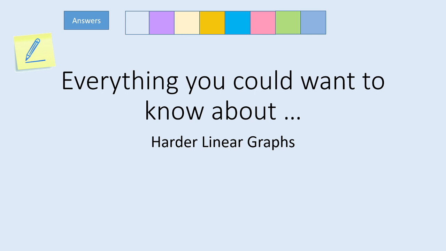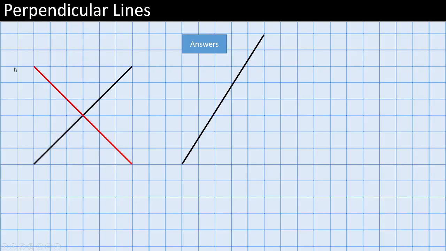Before you do this stuff, you're going to have to know what you're doing with the previous stuff. So that's knowing that for a gradient, we do change in y divided by change in x. We can use coordinates to find y-intercepts, or we can look at a graph to find a y-intercept. So the first thing that we're going to look at in this video is perpendicular gradients.